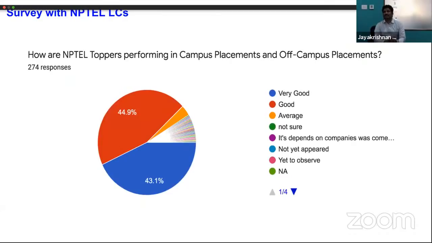And we also asked a little more detail: are NPTEL toppers performing better in off-campus and campus placements? Again, you see, this is also additional recognition if you are an NPTEL topper. And this is the reason you should be a topper in NPTEL, because the performance in campus and off-campus placements will be very good. This is not rocket science to give you the statistics. This is to give you additional information to tell you that if you do NPTEL courses sincerely, and if you are a topper in an NPTEL course, it will help you in jobs.